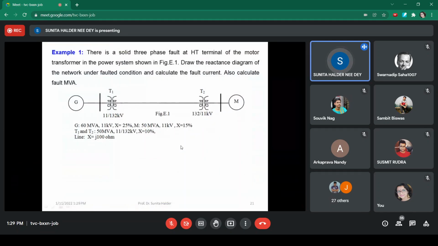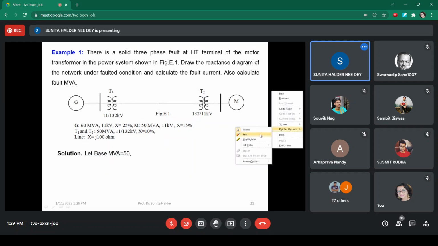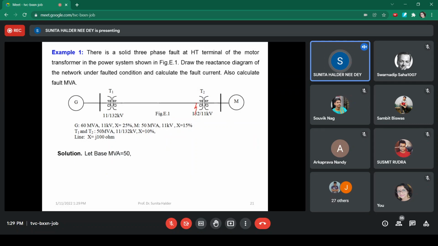So if we assume one example, this is a single line diagram of a power system, and there is a solid three-phase fault at the HT terminal of the motor transformer, right? So this is the motor, and near to the motor is the motor transformer. So the fault is there. The HT terminal is this side, so the fault is here. Then it is asked to draw the reactance diagram of the network under faulted condition and calculate the fault current.